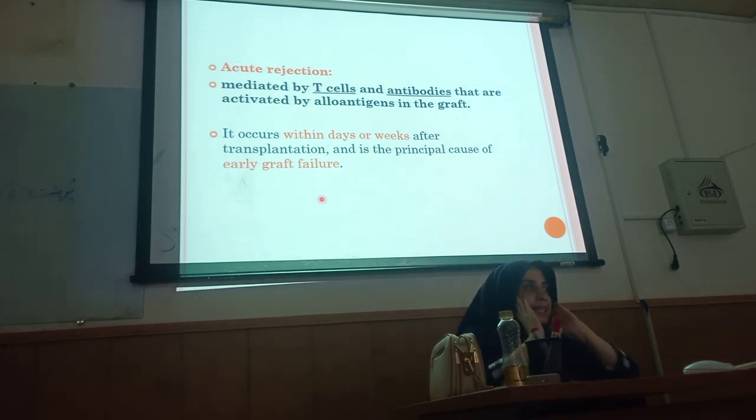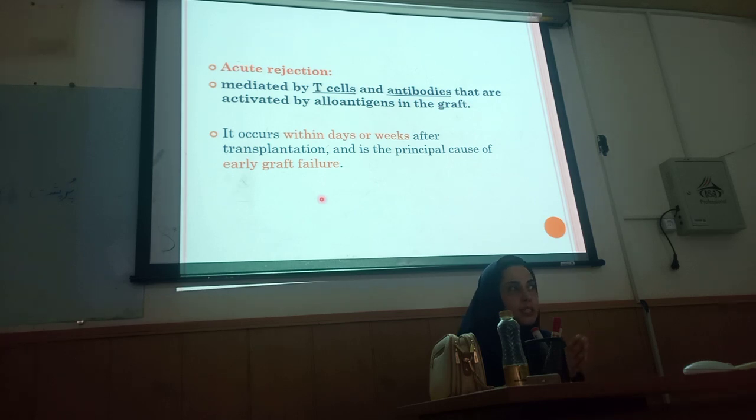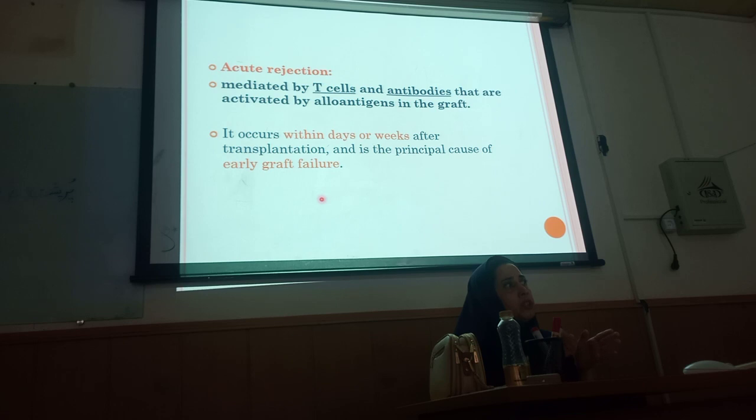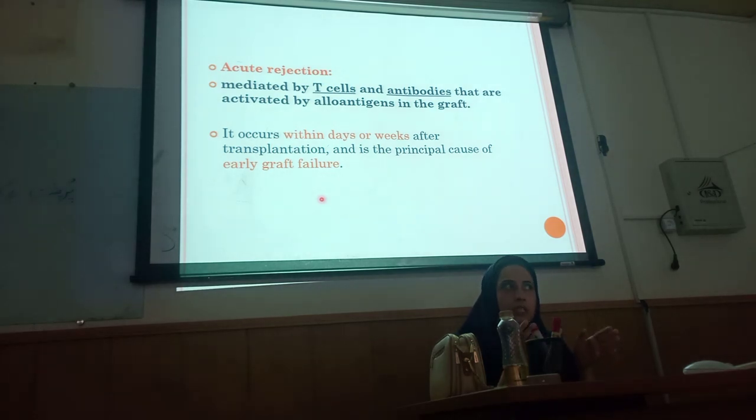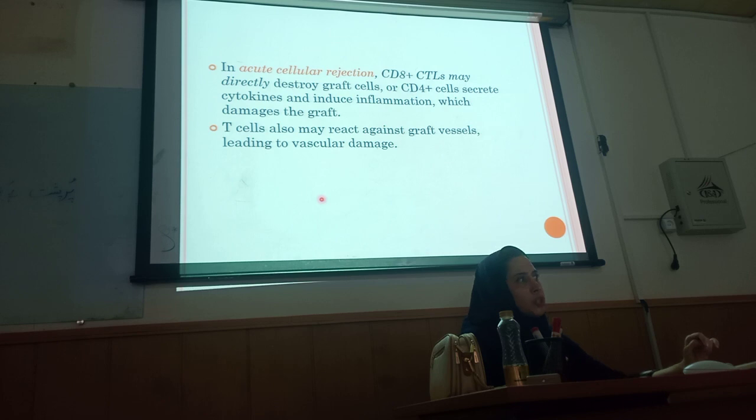And we also have acute rejection. Acute rejection occurs within days or weeks after transplantation and is the principal cause of early graft failure. Acute rejection may be due to T cells or antibodies. It may be cellular or humoral. In acute cellular rejection, we may have the action of CD8 positive T cells, which are cytotoxic, so they directly kill the cells of that transplanted organ. Or we may have the action of CD4 positive T cells. How do they act?